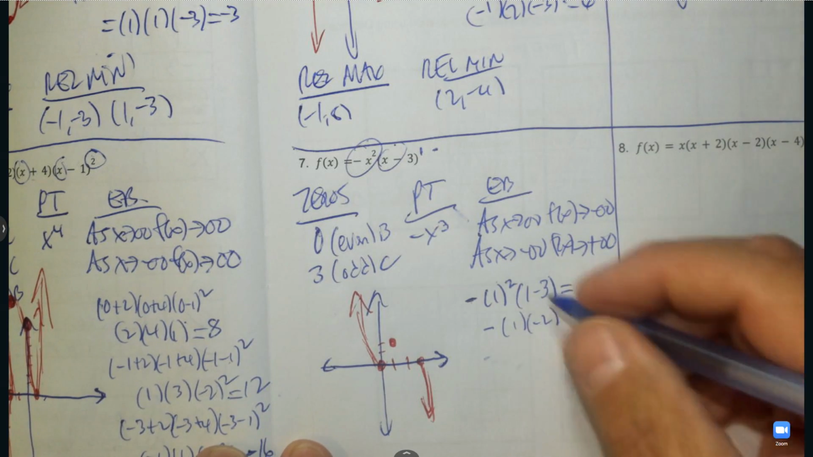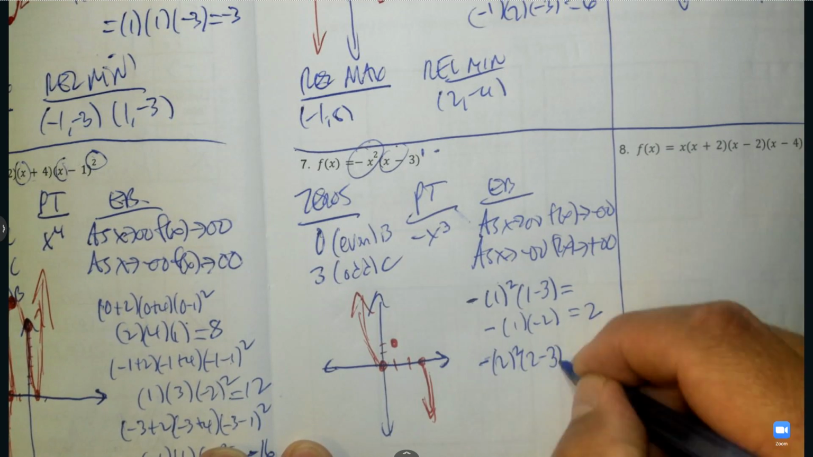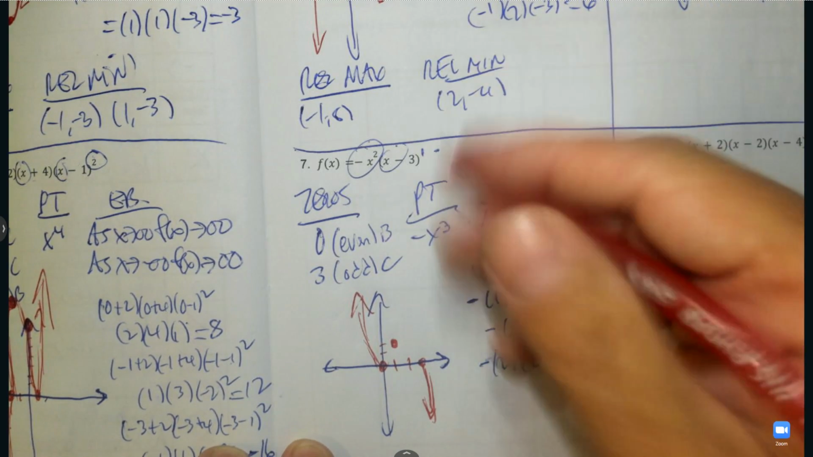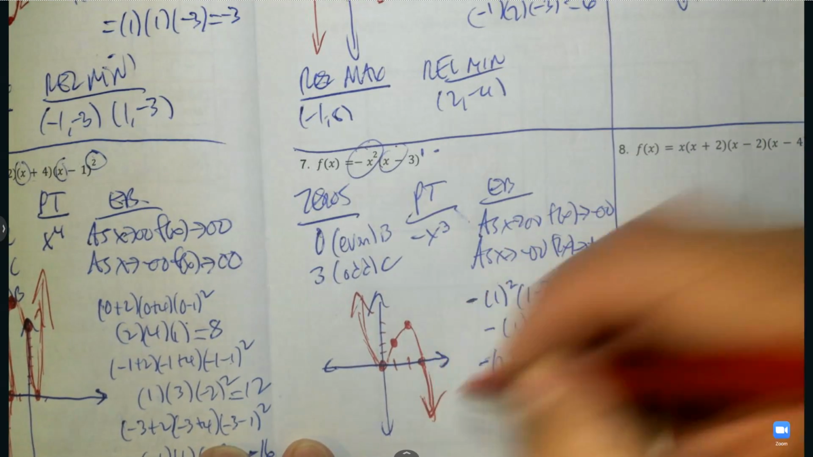So the next one is at 2. So 2 squared, and then 2 take away 3. That's negative 4 times negative 1. That's 4, so it's a little bit bigger. And then you can connect and make your graph.